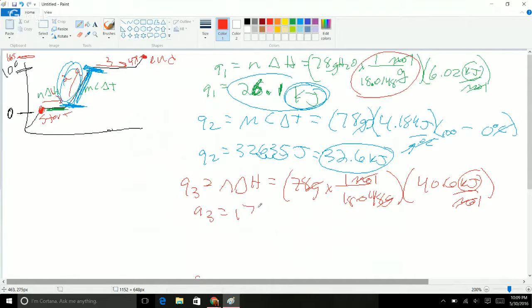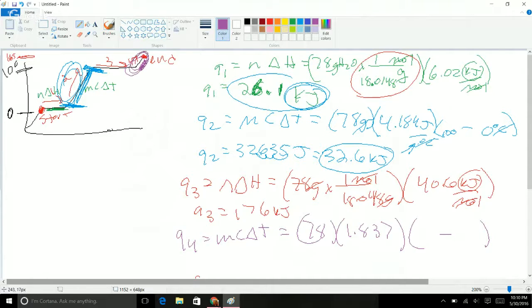I get 176 kilojoules. On to my last step, Q4. Q4 is this last little slanty part. Slant for MC delta T, C for slant. M is my 78 grams. C is my specific heat of my gas, 1.837 if I look at the table, times my change in temperature. And now that's only this part up here. I'm ending at 165, and that starts at 100. It's not the whole temperature change, it's just of that segment.